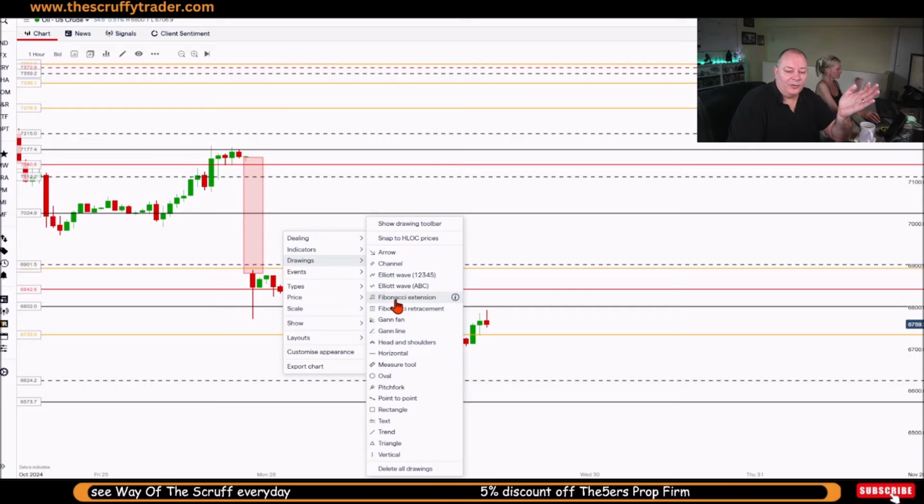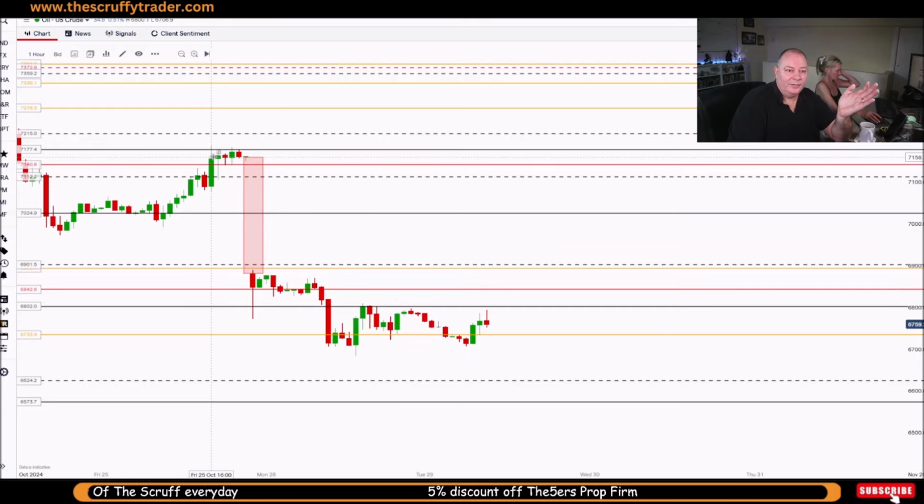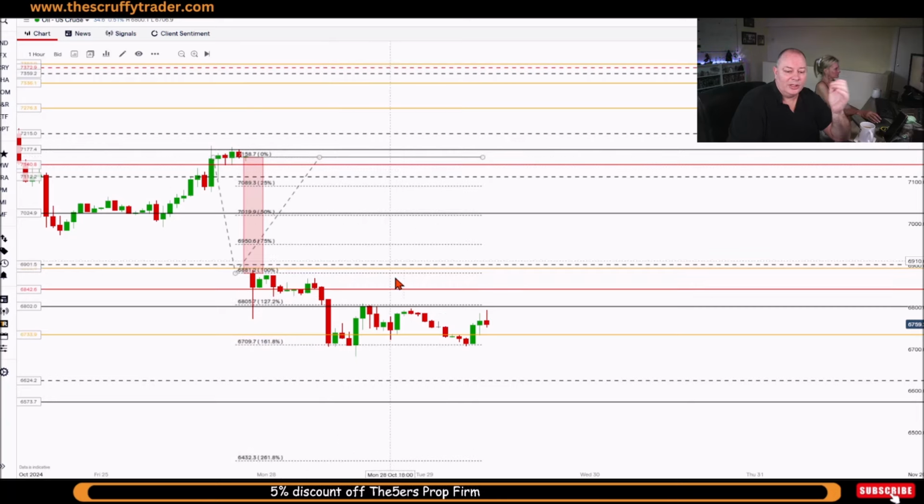Okay, so if I was going to draw an expansion onto this, there's many ways it can be done. You can do it off the gap itself. So you can go, well, there's the gap. And if that's the case, how close is it to fill? Well, there's the 127 lining up with a key level. And there's your 161, which is a key turning point. And sure enough, it stopped dead on it. So that's an expansion on the gap.